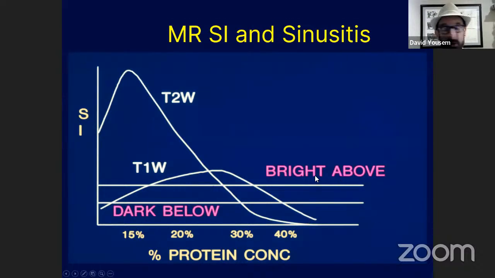So these are the graphs that you should know about protein concentration. And this also will pertain to things like craniopharyngiomas or pineal region cysts or other things that have high protein content, like colloid cysts, for example.